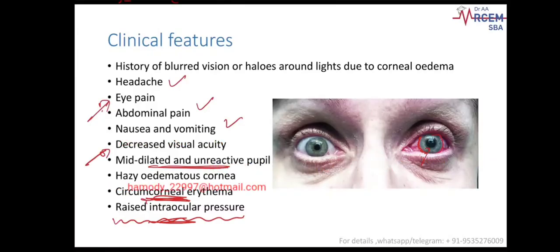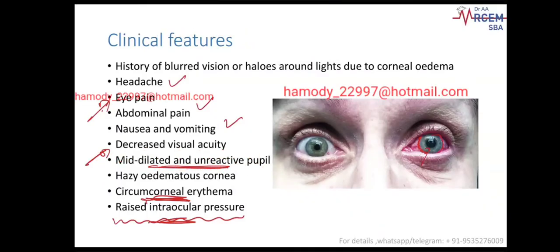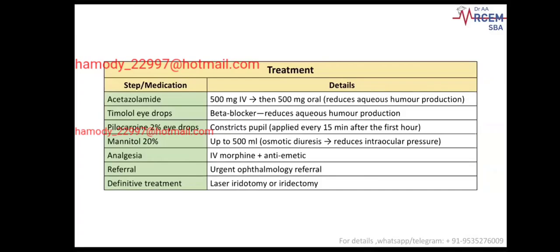These are all vague symptoms. It will not suggest anything. But a mid-dilated unreactive pupil, circumcorneal erythema, and raised intraocular pressure are highly suggestive of acute angle closure glaucoma. What are the strategies here?